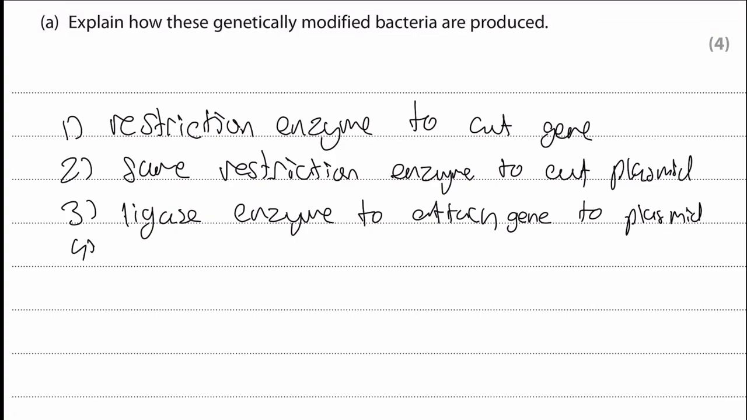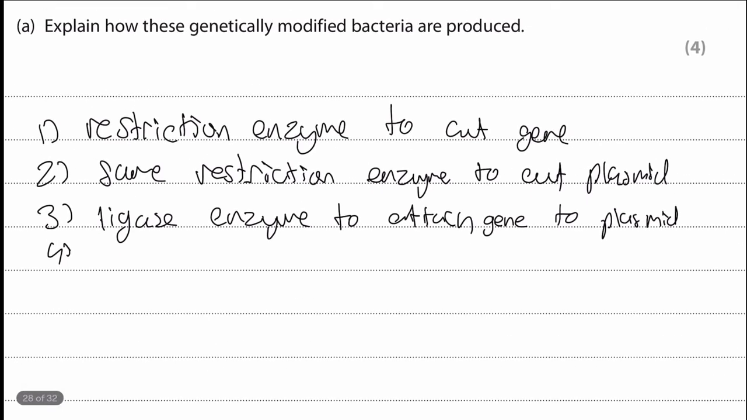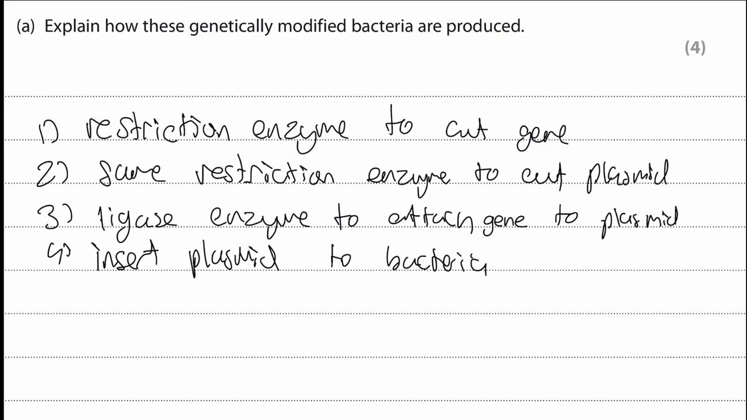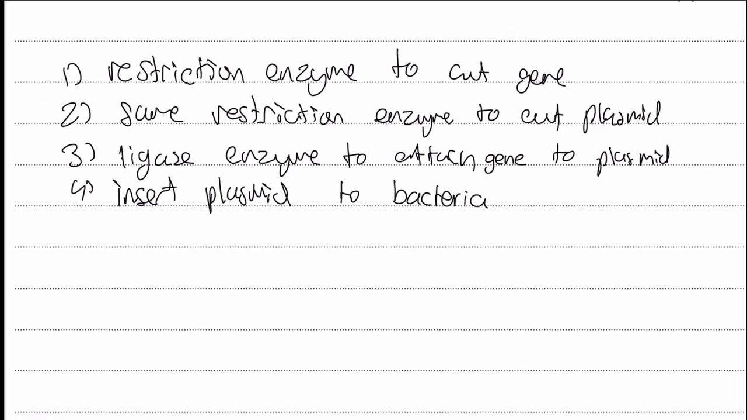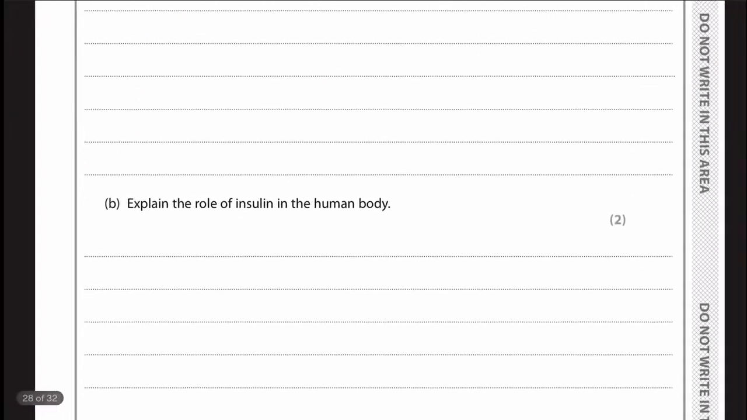And now, after we've done that, it just comes down to simply reinserting this plasmid, our vector, back into the bacteria. So insert plasmid to bacteria. And now that plasmid's inside the bacteria, and it has that new genetic material, and it's able to produce large amounts of insulin, which is wonderful. It's a great way of producing insulin for people that need it.